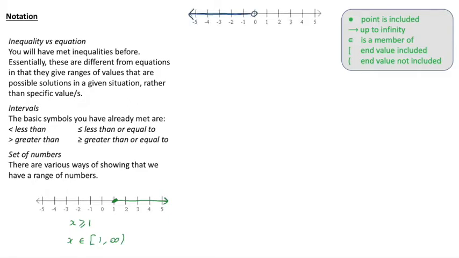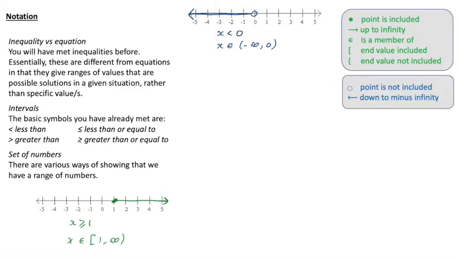So this time we have an open circle and it's going down to minus infinity, so we can say that x is less than 0, strictly less than 0. Meaning that 0 is not a possibility, not included. So that means that x is a member of the set from minus infinity up to 0, and notice we have a round bracket next to the 0 there to show that it's not included. And there's clarification of those symbols. So the open circle point is not included, and the arrow going to the left means down to minus infinity.